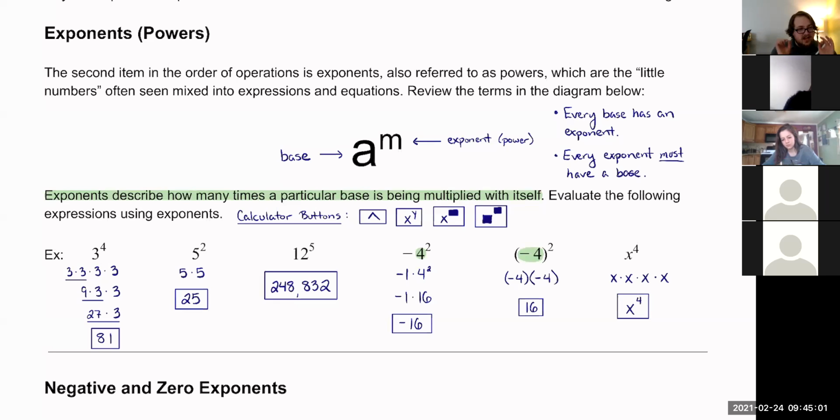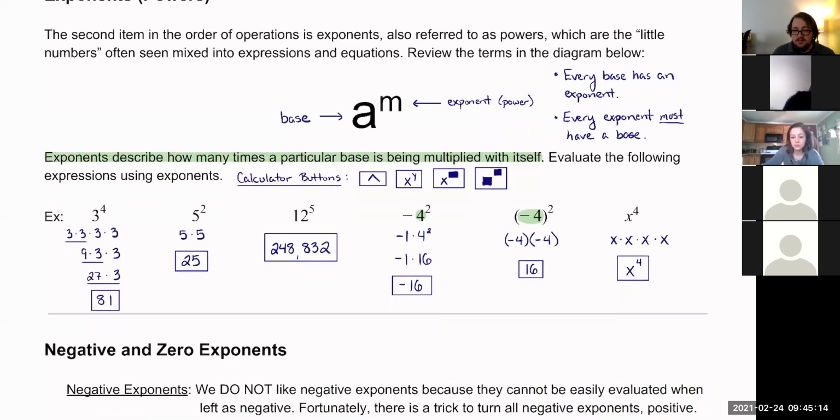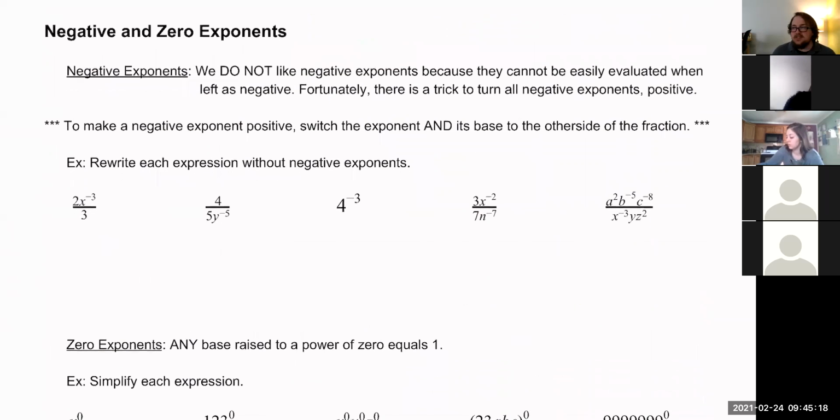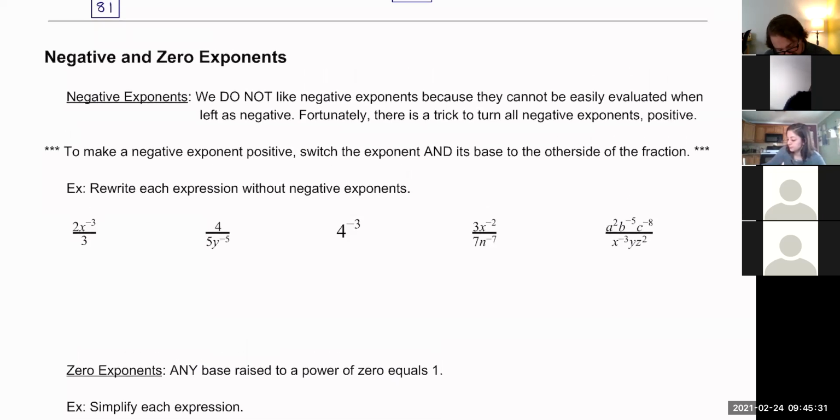So here's where we start to get into the nitty-gritty. We're going to cover some scenarios that are tied to rules that govern how exponents can be manipulated. And we're going to start with two rather unique scenarios involving negative exponents and exponents that are 0. So we're going to start with negative exponents.